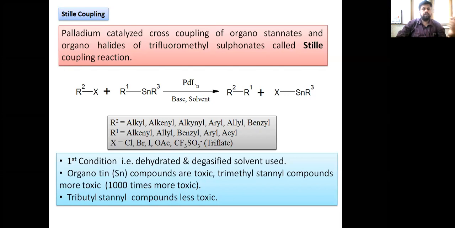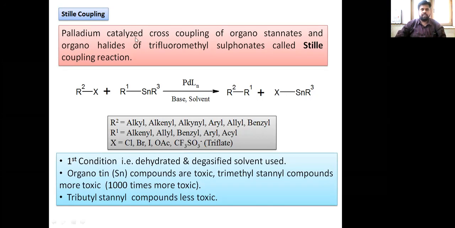Good afternoon. So today's topic is Stille coupling. It is based on the palladium catalyst. Previously we have seen some of the palladium catalyst coupling reactions, and today's reaction is still a coupling. The Stille coupling reaction is the palladium catalyzed cross coupling of organostannanes and organohalides or trifluoromethyl sulfonates.